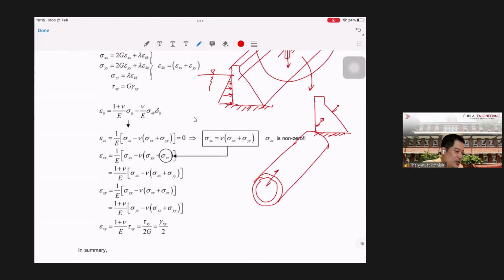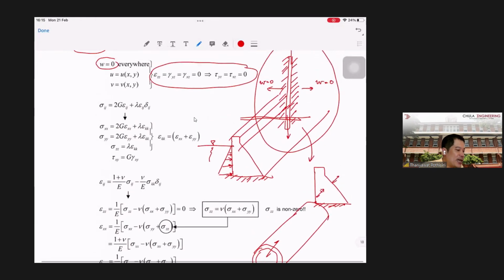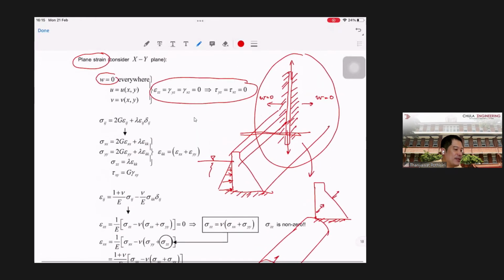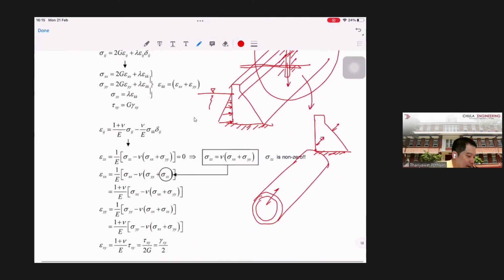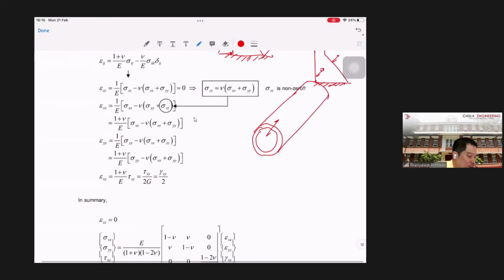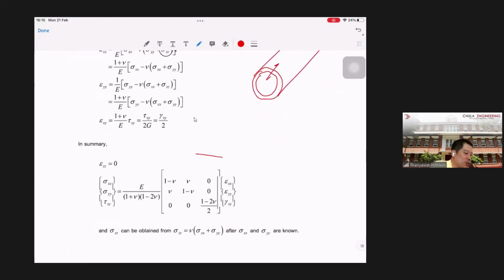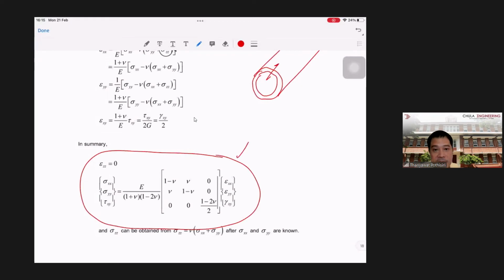Okay. So for this kind of problem, you can have the assumptions of plane strain. You can see that the relationship between your stress and strain would come down to this equation right here. So you can use this matrix form of equation to solve for your stress if you happen to know strain. Okay.